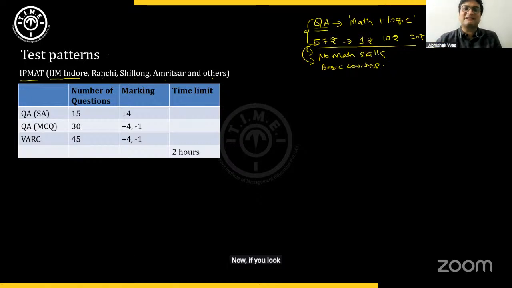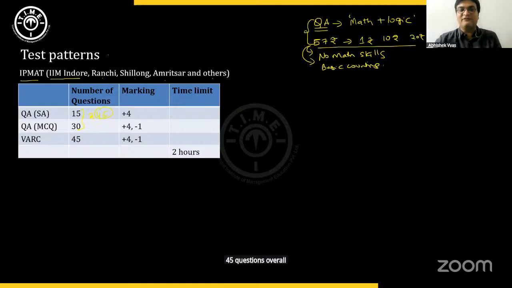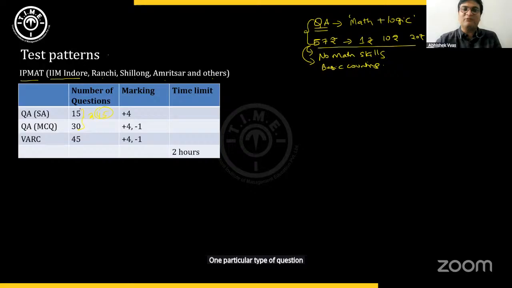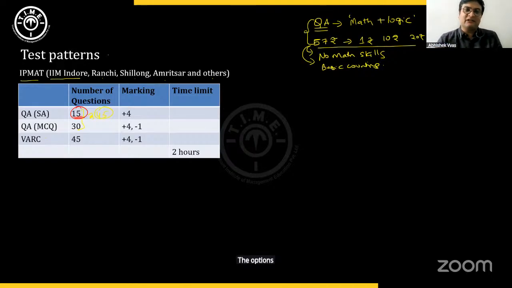Now, if you look at the test areas, one is QA, the quant math section. The other is the language section, as you see here. Quant comprises 35 questions, 45 questions overall, and VA is also 45. However, in IPMAT Indore, one particular type of question is tested, which is the short answer type of question. In this, your accuracy matters a lot, because you don't have the aid of options in answering a question. Here your concepts are tested to the maximum extent.